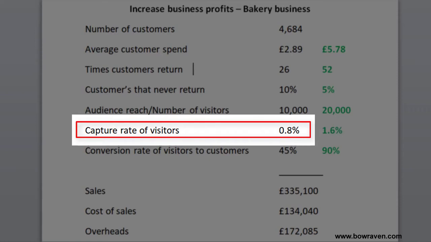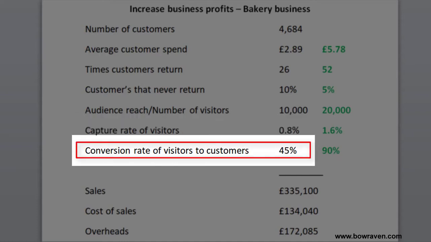The next percentage is the capture rate of visitors, or of that audience that you're reaching out to, the people that visit your website, the people that you engage with on Facebook and social media and so on. And in this case, it's 0.8%. Then the following number is the conversion rate of those visitors and converting those into customers. So in other words, of the number of visitors you get to your website and so on, 8.8% of those are interested in your offering, and of those people, only 45% of them actually become customers.